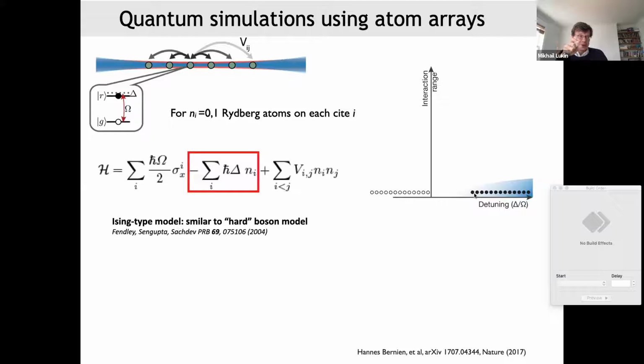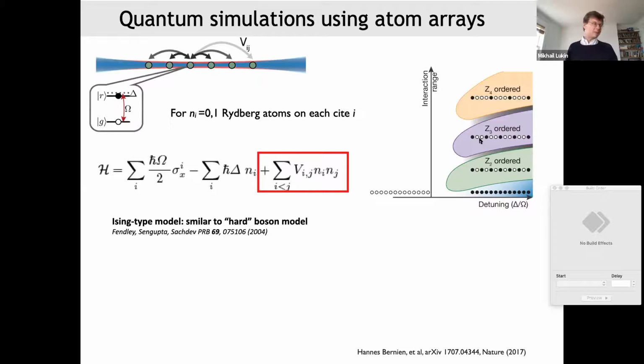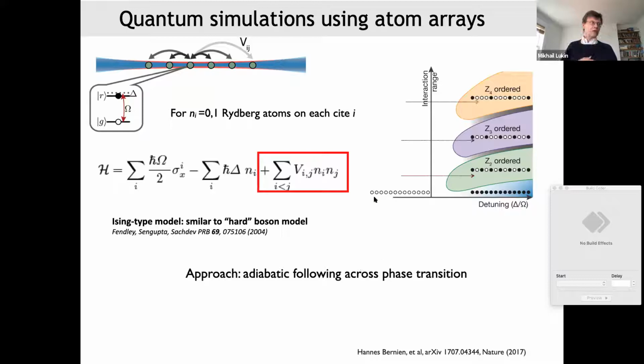Instead, the state with the largest number of excited atoms will be the state shown here: up, down, up, down, up, down. If you increase the range of interaction, you will be blocking not only the nearest neighbor but the second nearest neighbor, and then you will create a state which has broken Z3 symmetry, et cetera. So at this point, we can explore the phase diagram in a very simple way. We can start with atoms all in the ground state, adjust the blockade range, and then try to enter these ordered phases.